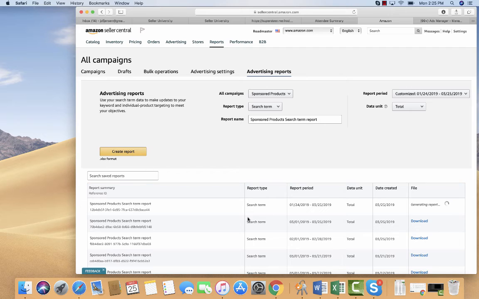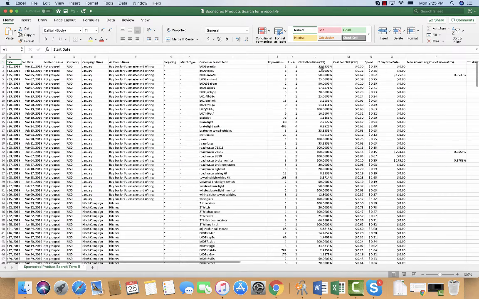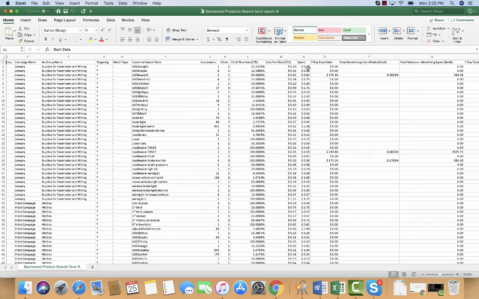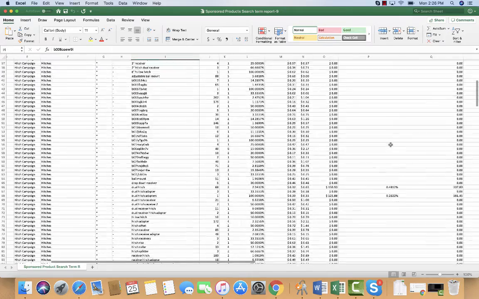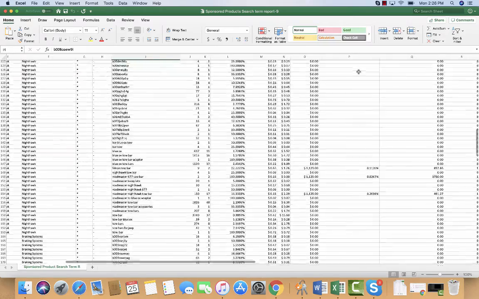So, generating report. And then once I download the report, we can start combing through it. So, as I comb through the report, we see that here's a 33% click through rate. Spend, how much you've spent. Here's certain keywords. Wow, that is a low 0.3. So we got some low ones in there of what it's actually bringing in percent per sale.